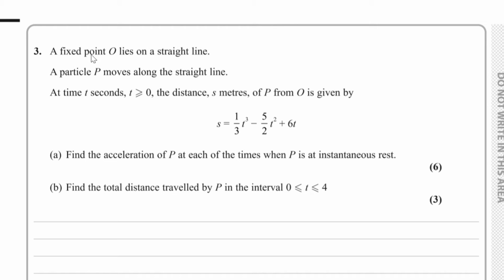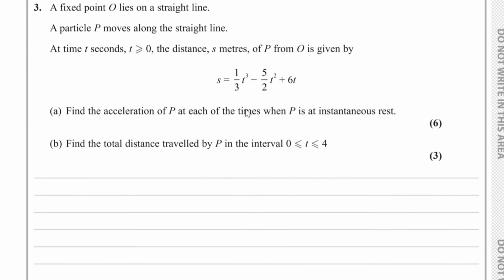Question number 3. A fixed point O lies on a straight line. A particle P moves along the straight line at time t seconds, where t is greater or equal to 0. The distance, s meters, of P from O is given by s equals 1/3 t cubed minus 5 over 2 t squared plus 6t. And for part A, we have to find the acceleration of P at each of the times when P is at instantaneous rest. Well, if we know what s is, we can find out what v is and what a is.